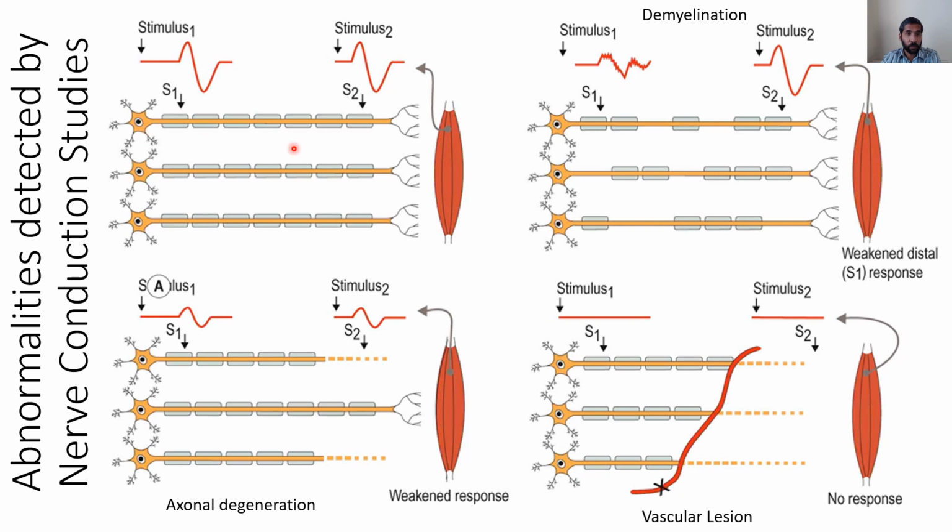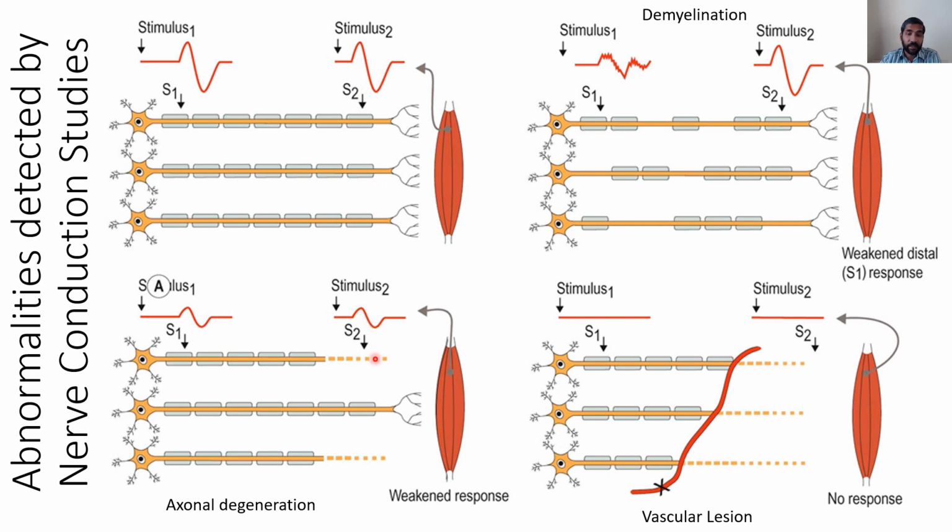So let's say you have a motor neuron here. This is the muscle, and you're recording from the muscle, okay? And you're stimulating at two sites, S1 and S2. S2 is much closer to the muscle, while S1 is further away from the muscle. So in the normal case, the stimulus 1 and stimulus 2 should give you almost the same shape of the CMAP, right? Of course, the latency is going to be different, but the shape is going to be similar.